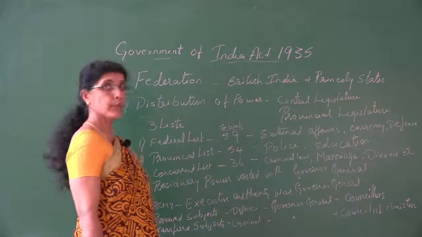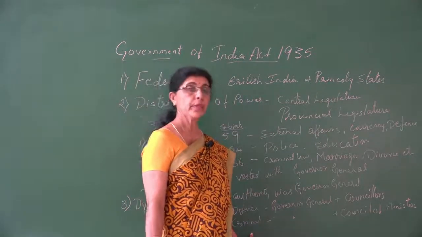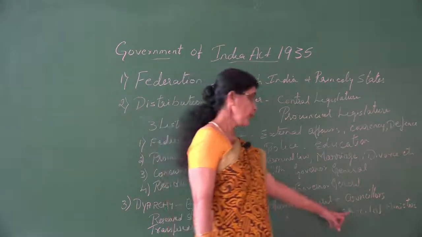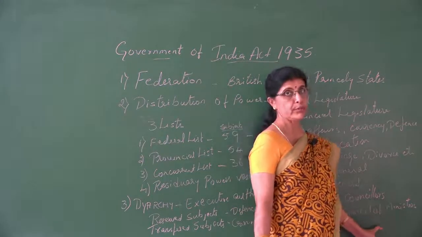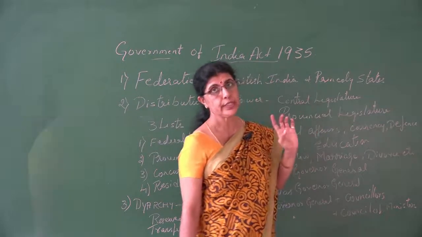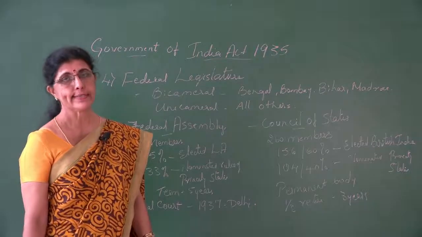Next are the transferred subjects. Here again we have activities like criminal, etc. Here the Governor General handles it with the help of the Council of Ministers, and these Council of Ministers are responsible to the legislature. Coming to the fourth point, it is the federal legislature.